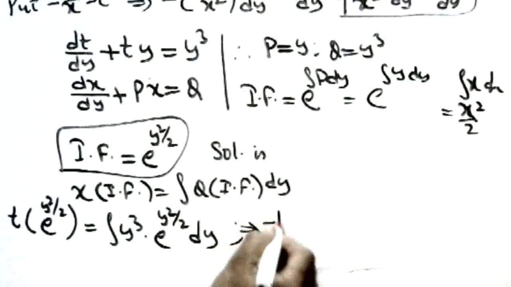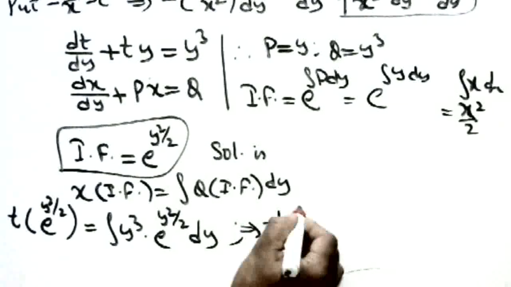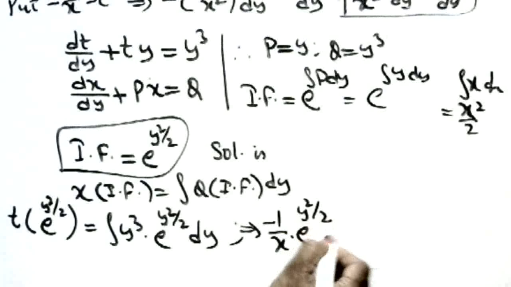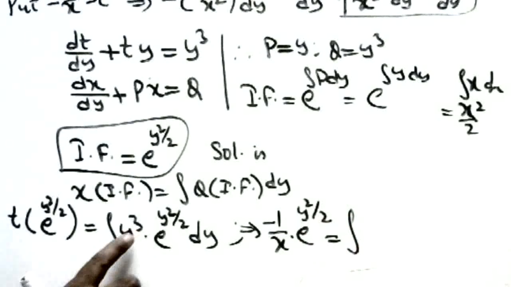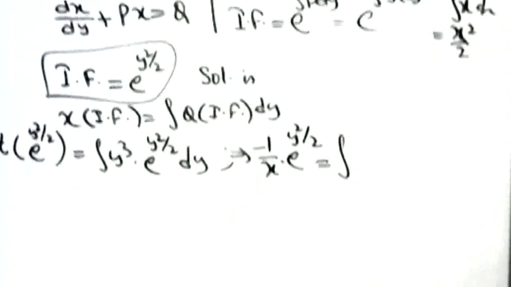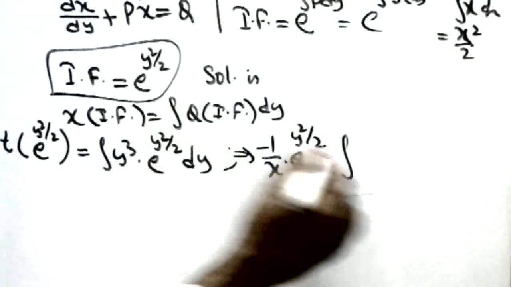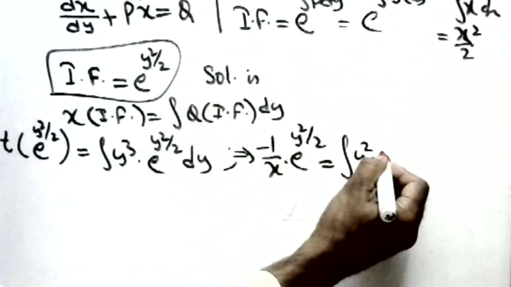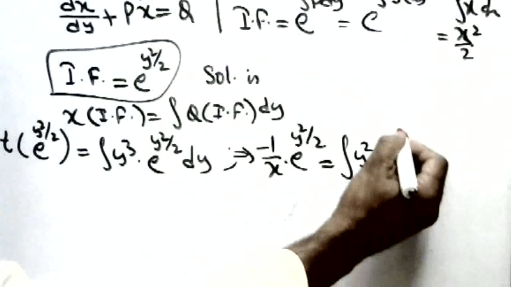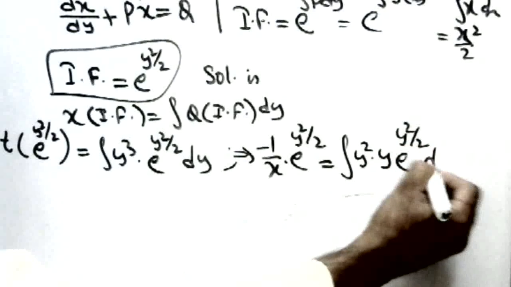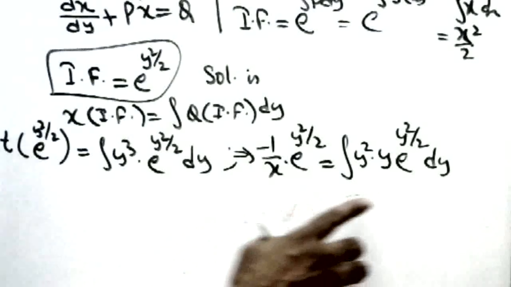So in place of t, we write minus 1 by x into e to the power of y square by 2 equals integration of, now watch carefully, y cube, which we can write as y square into y, e to the power of y square by 2 dy.